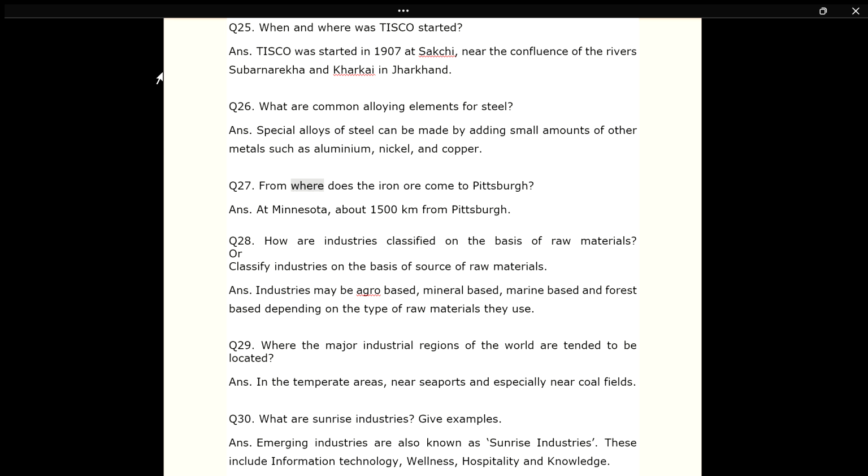Q27. From where does the iron ore come to Pittsburgh? Ans. From Minnesota, about 1,500 kilometers from Pittsburgh.